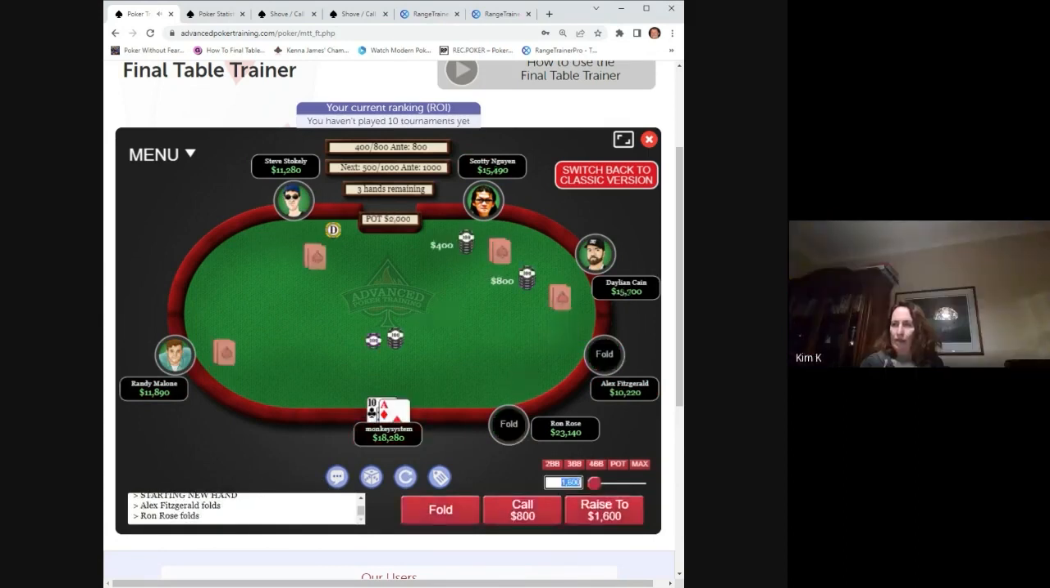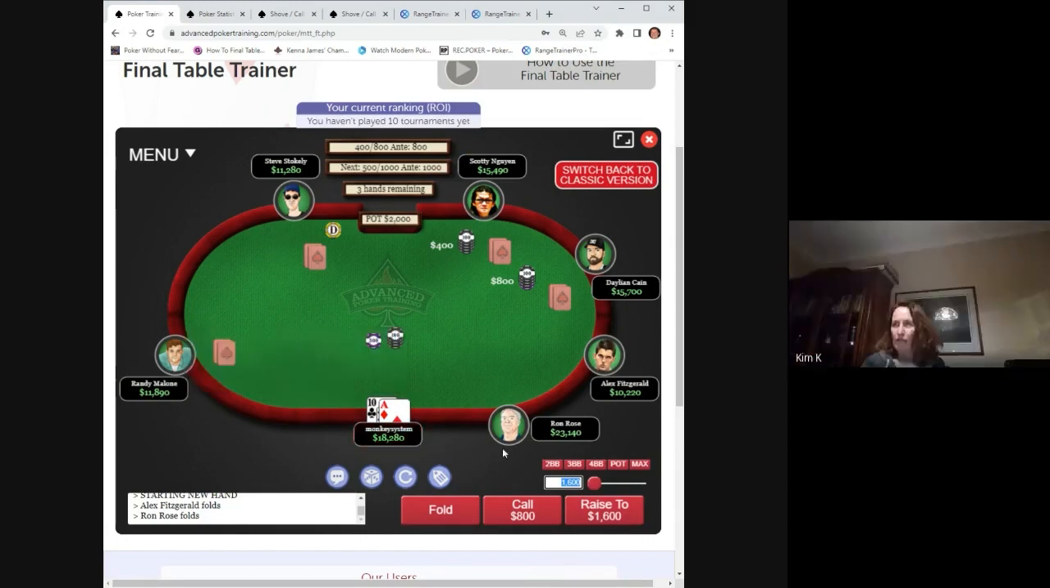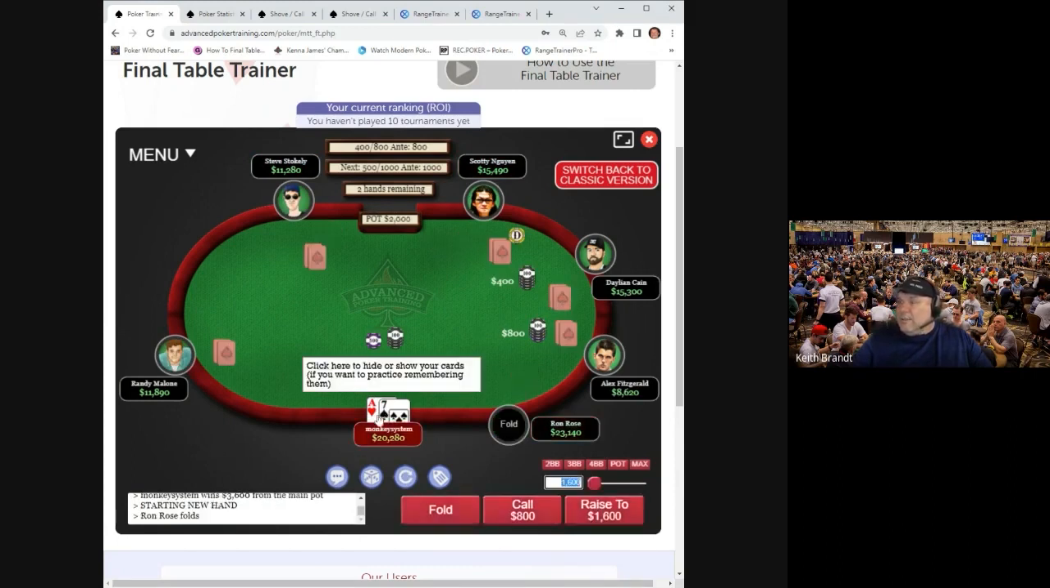I'd min raise this. Everybody is behind us. Well, the shortest stack is already folded. So we can min raise it and use the ICM pressure. But this is sloppy stuff that I hardly ever play.